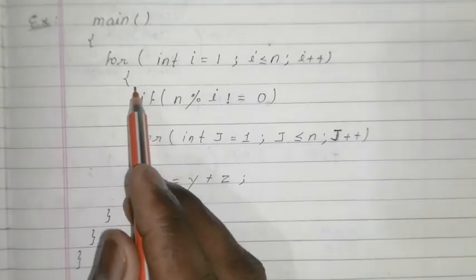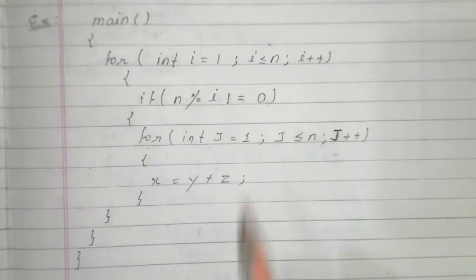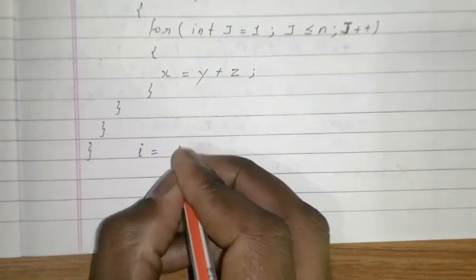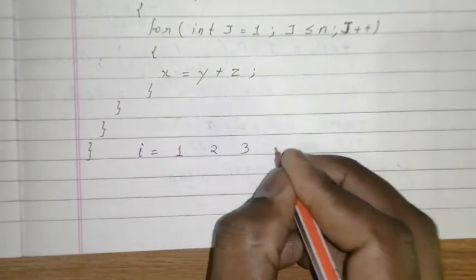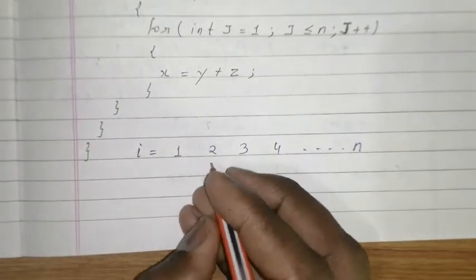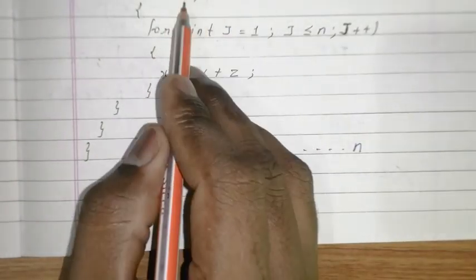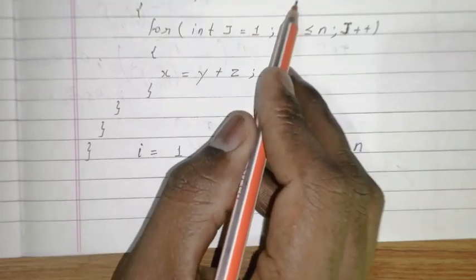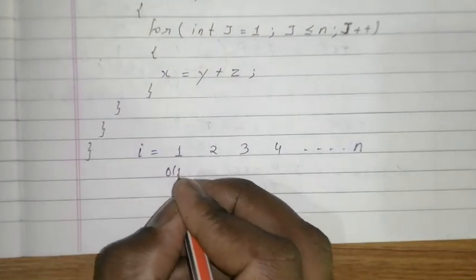Okay, so first you can see this for loop will iterate 1 to n times. Okay, so i will iterate 1, 2, 3, 4, and it will go up to how many times? n times. Okay. So when it is 1, the condition is false, so it takes constant time.